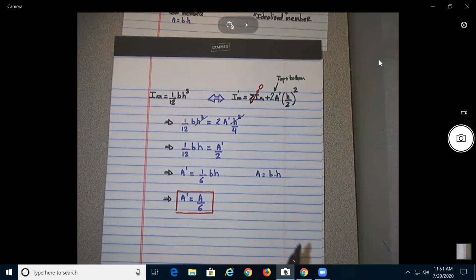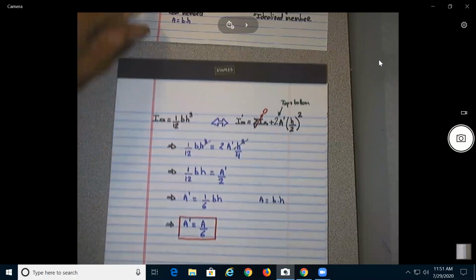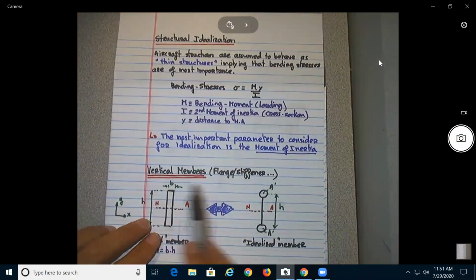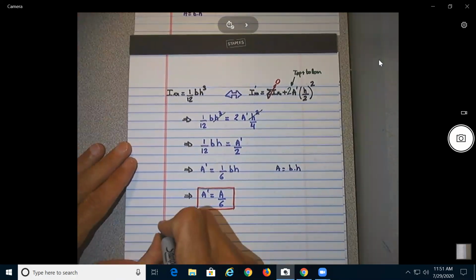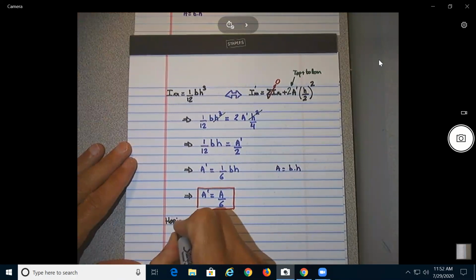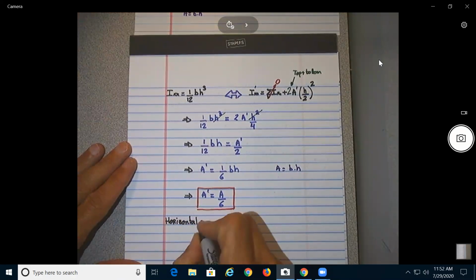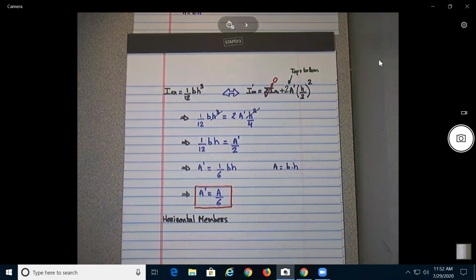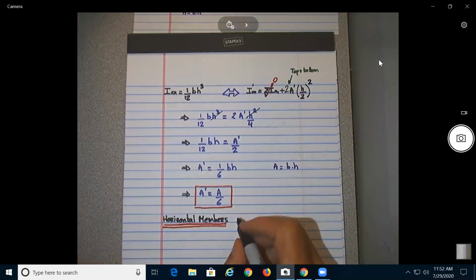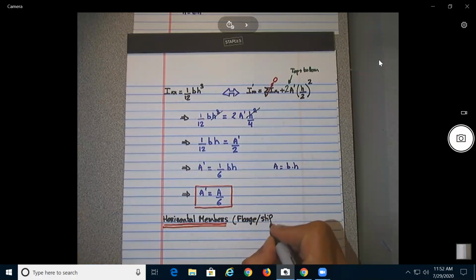Okay, so now we're going to follow exactly the same procedure. We did a vertical member, and the next thing we need to do is horizontal members, no? So vertical, horizontal members. And again, this could be flanges, stiffeners, etc., but you could also have webs and so on.